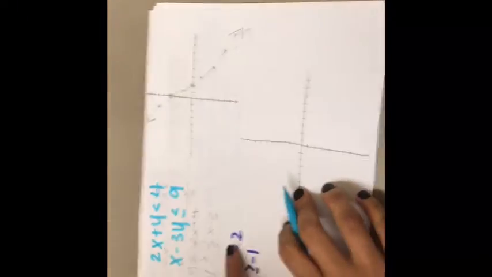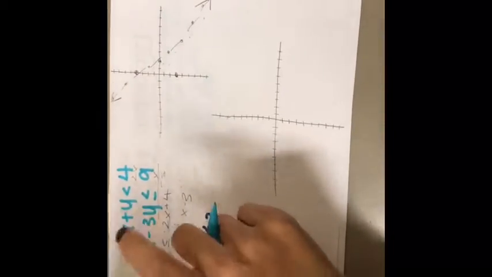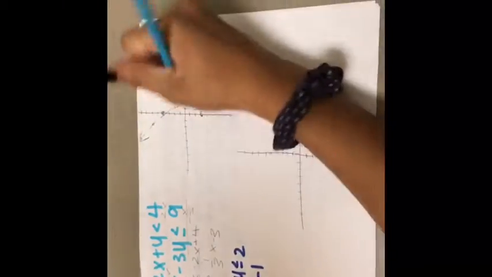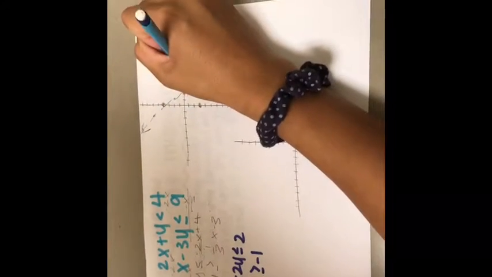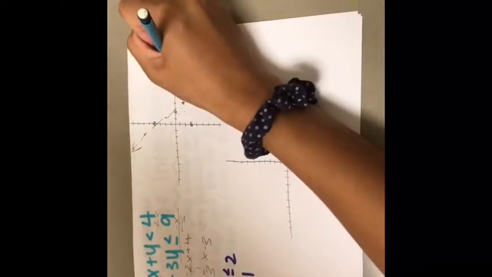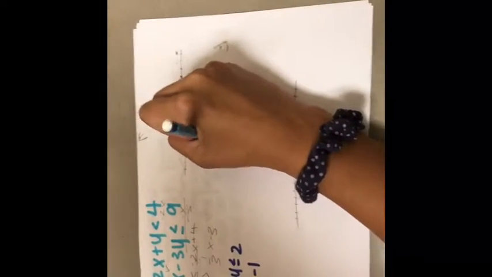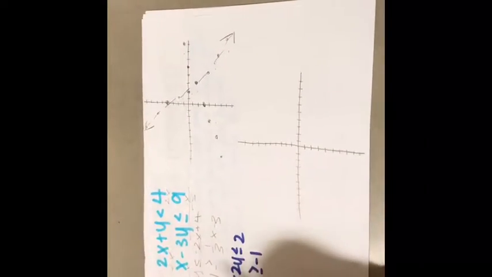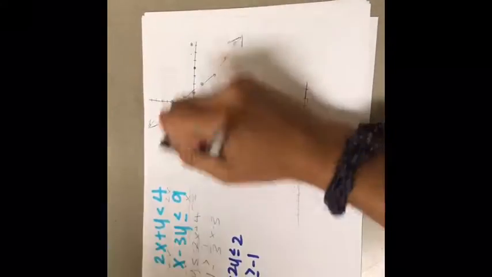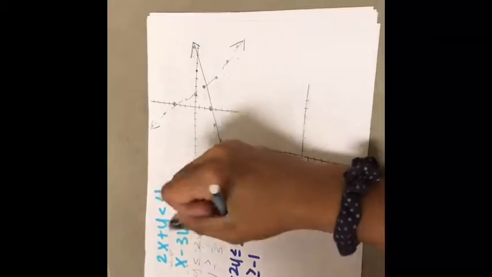And then for the next one, you have a y-intercept of negative 3. And you have a slope of 1/3, so you're going to go up 1 over 3, up 1 over 3, and then down 1 over 3, down 1 over 3. And since you have a greater than or equal to sign, you're going to do a solid line, like this. And then you're going to plug in 0, 0 for both.